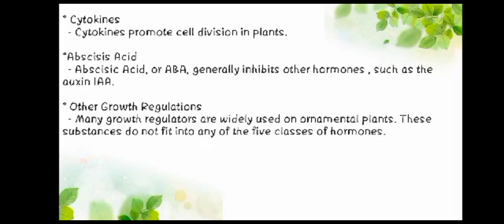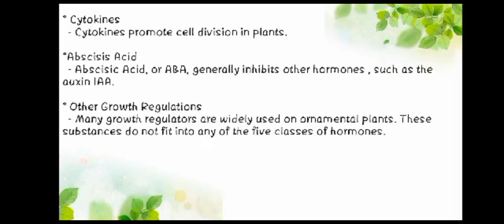Abscisic acid. Abscisic acid, or ABA, generally inhibits other hormones such as the auxin IAA. ABA helps to bring about dormancy in a plant's buds and maintains dormancy in its seeds. This causes stomata to close and water is held in the leaf. It is too costly to synthesize ABA for commercial agriculture use.